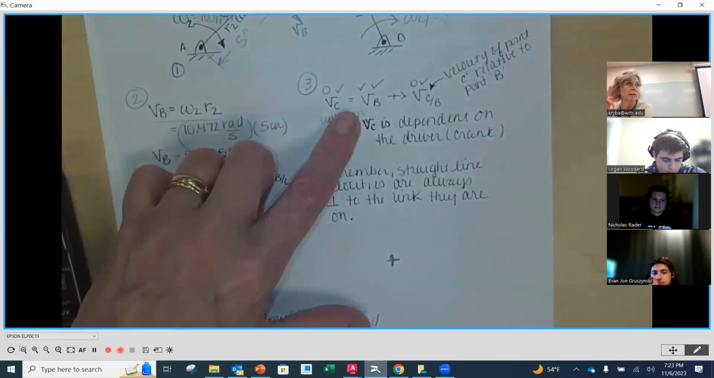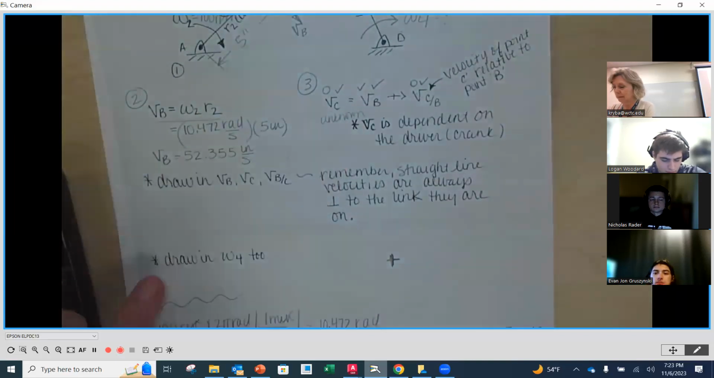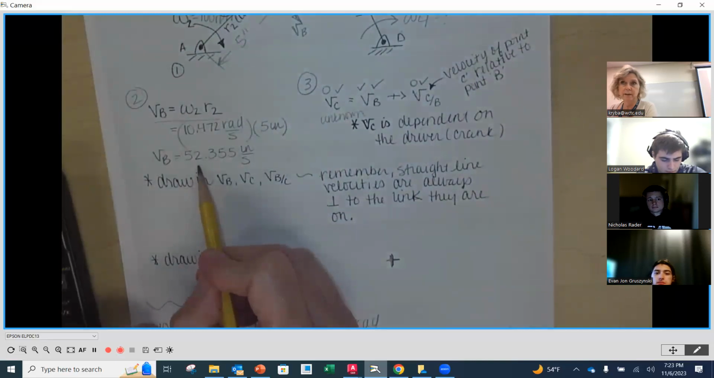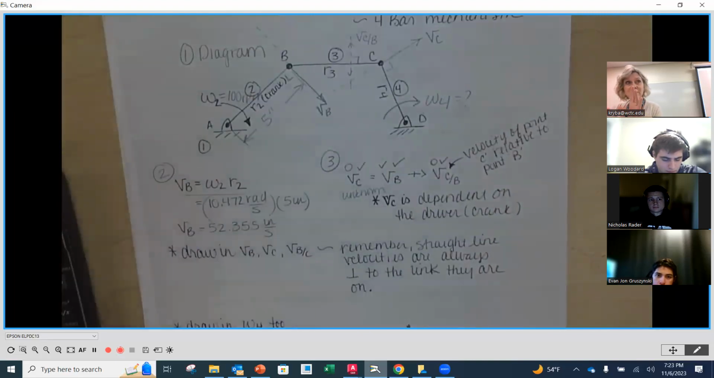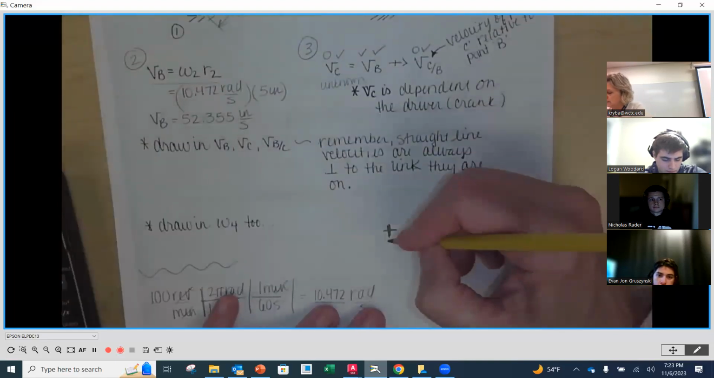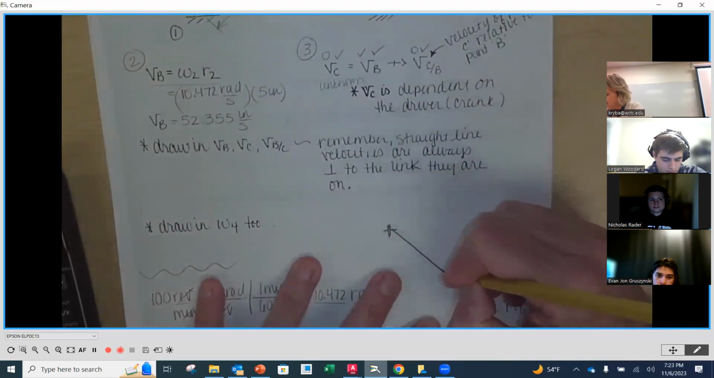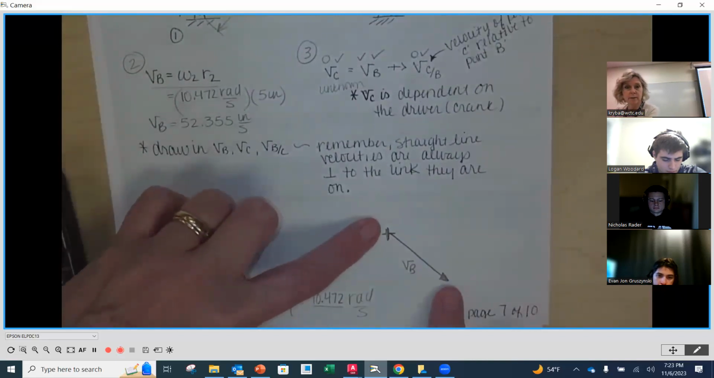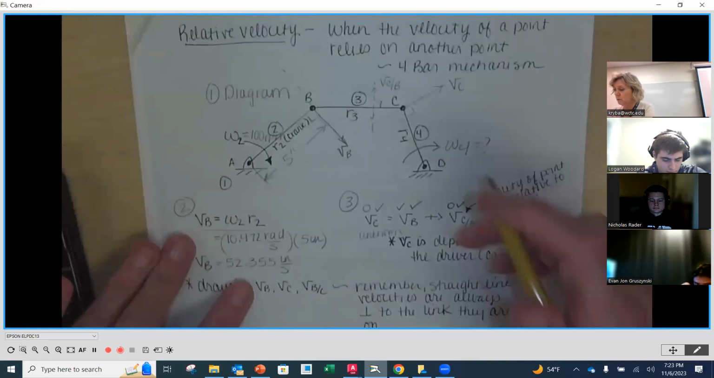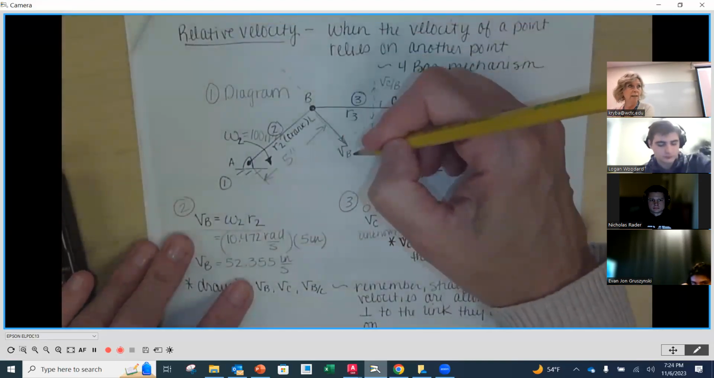So I'm starting there. I know VB's magnitude, 52.355 inches per second, and I know its direction. I know it's going to be going down and to the right. So we're going to sketch here. This is process. We're going to sketch a vector that is going to be velocity B. The length of this represents the 52.355, and the direction comes from being perpendicular to that link.